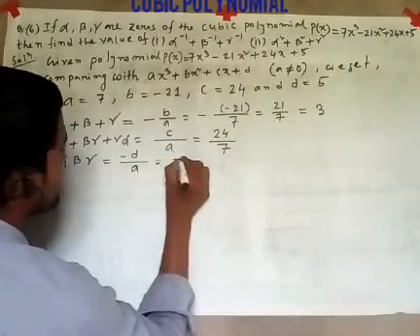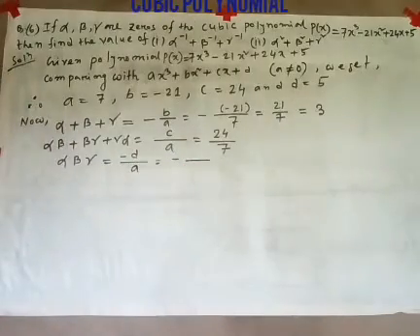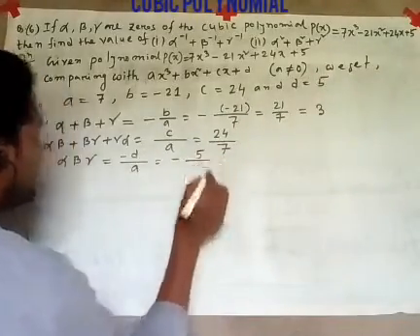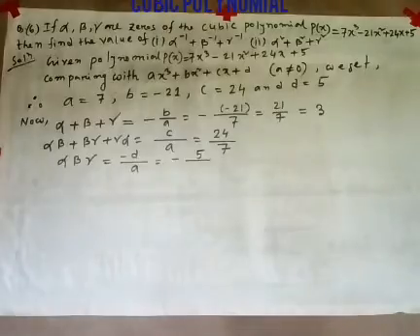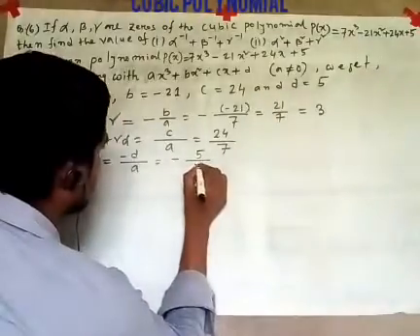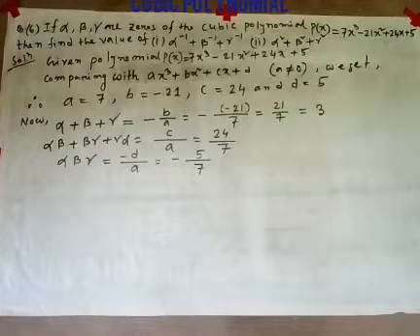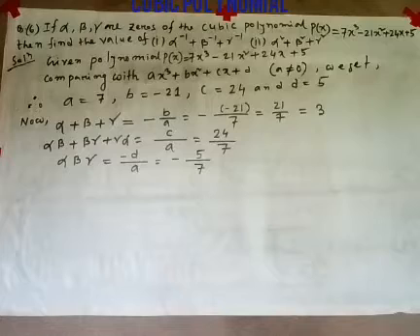Minus is minus. Then what is the d value? Look, the d value is 5. A value is how much? A value is 7. It means minus 5 by 7 is the alpha, beta, gamma value.